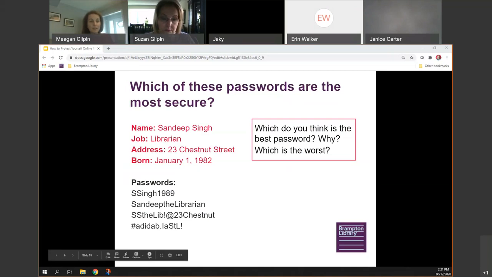Really, the last one is what you want to go for, because at first glance, even though it's based on a mnemonic memory device, so they use some sort of sentence in their head that is memorable to them, they've replaced it with random letters and characters. It is meaningful to them, but it really isn't meaningful to anybody else. So that fourth one really is the best.